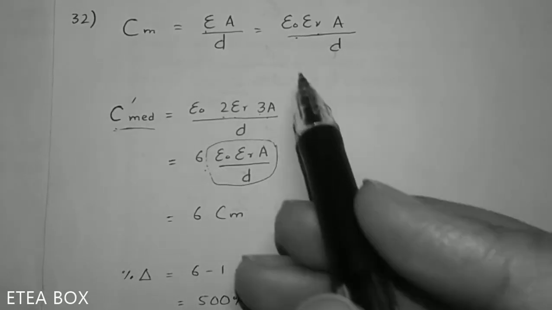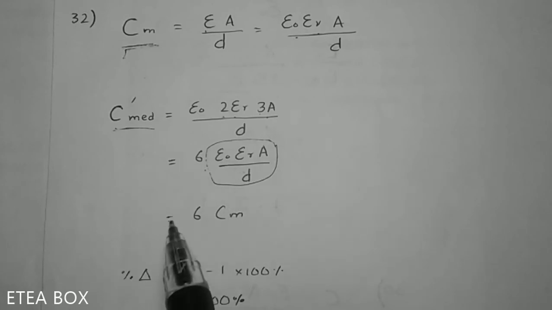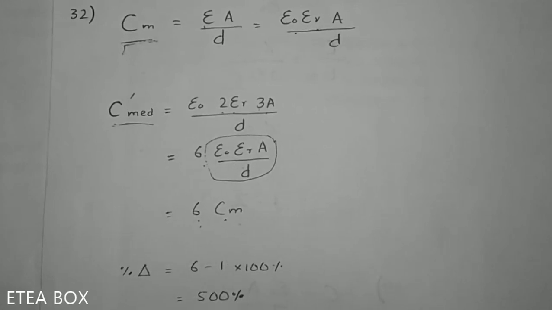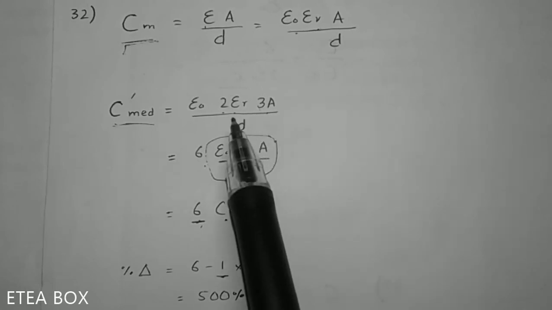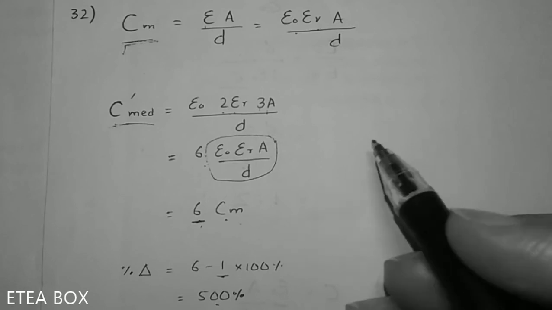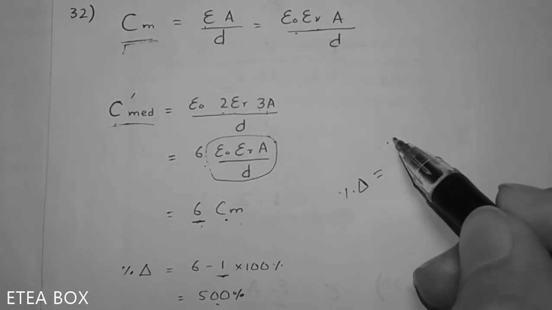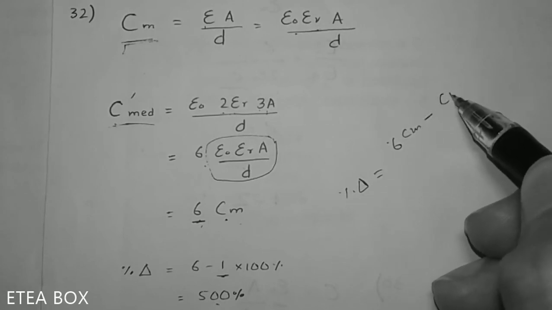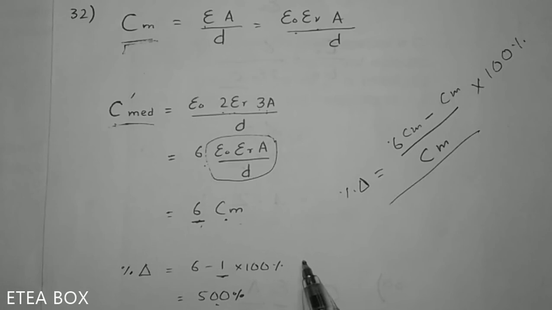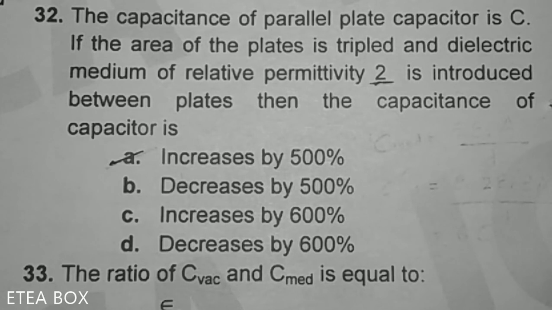Now this one is equal to the original capacitance, so the new capacitance will be 6 times the original capacitance. In order to find the percent change, take this 6, subtract 1 from it and multiply by 100. So you will get a 500% increase. These two are directly proportional to C, so it will increase by 500%. You can also find the percent change as new value minus original value, divided by original value, multiplied by 100%. You can find it with this formula or that one. So the percent change is a 500% increase, and option A is correct here.